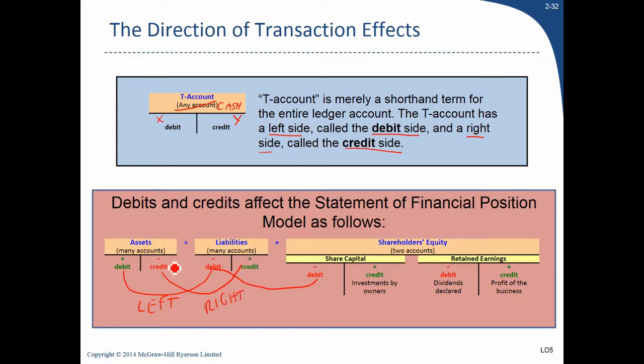Even though credits increase liabilities and decrease assets, and credits increase shareholders' equity, notice how debit's always on the left, credit's always on the right. You need to get that ingrained in your brain. It really forms the foundation of this course, because when I start to describe more complex transactions, I'm going to say debit X, credit Y, assuming that you understand what that means.